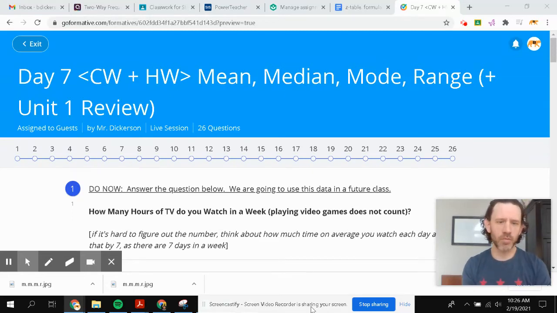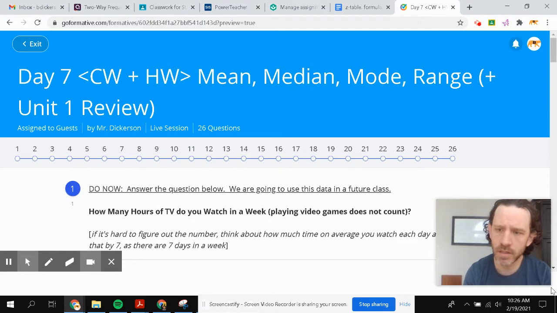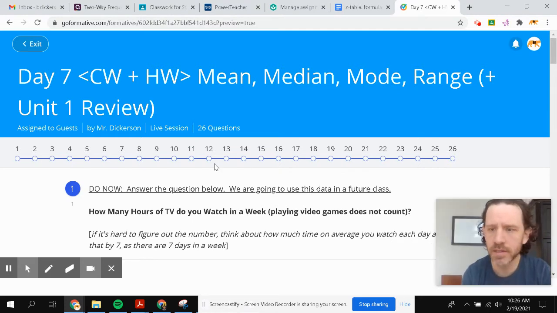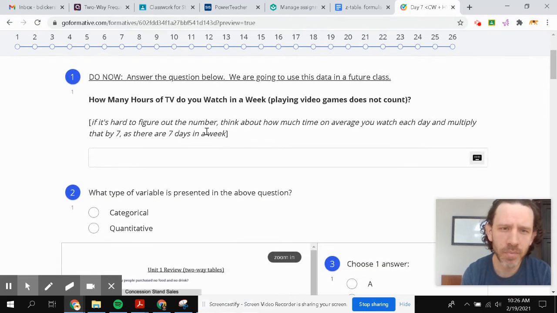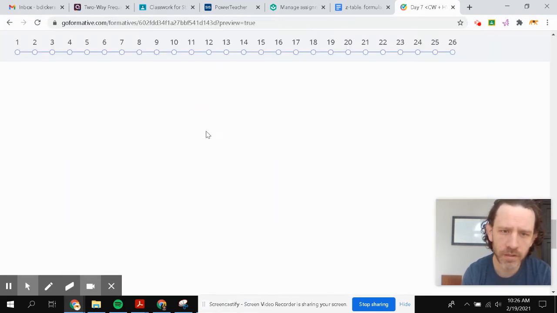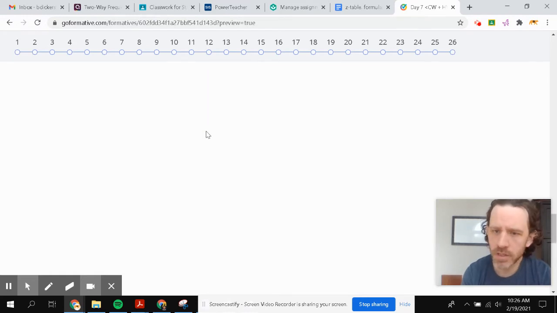All right, stat students, we are going to cover our new topic here, which is data displays for quantitative variables. And we're going to get the mean, median, mode, and range from a dot plot. So if we scroll down to where we have to start working, we'll see our first question here.